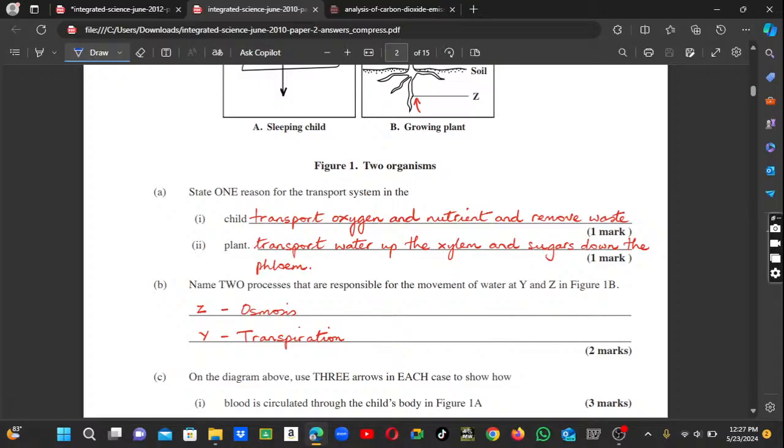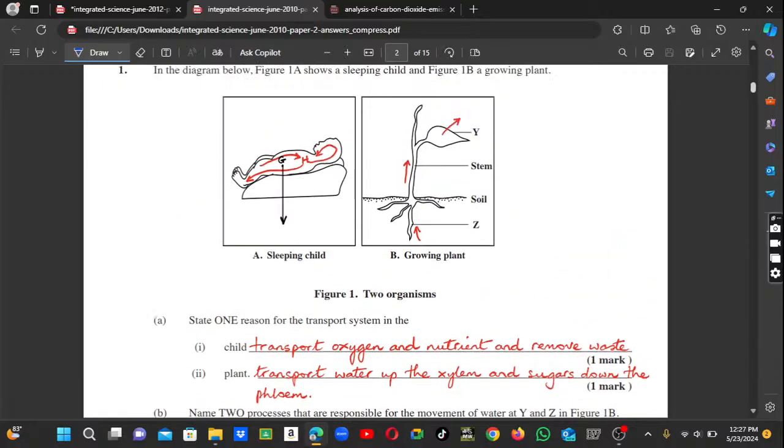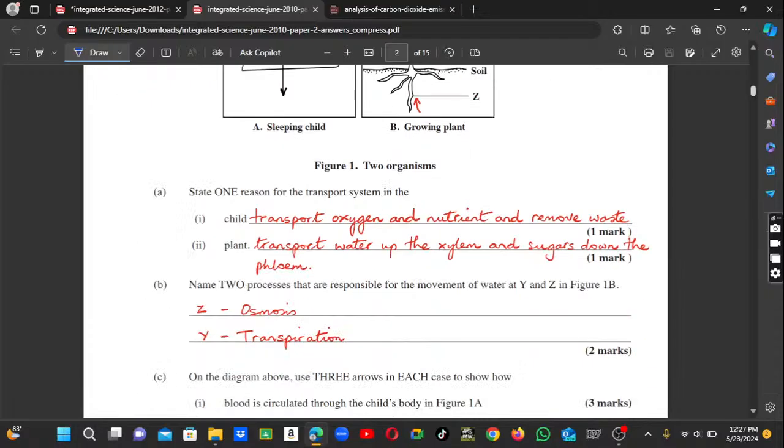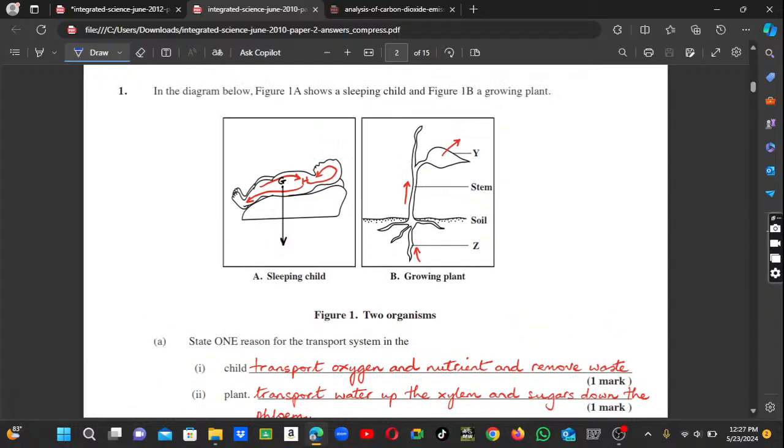So first things first, guys, Y and Z on the plant here. Let me just look here. So we are seeing that Y, one is going up and one is going, let me see. Yes, one is going up. On the stem, we're seeing that the stem is going up. So Y is for the leaf. For the leaf, we have the leaf here. For the Z, we have the root. So what is the difference between the leaf and the root?